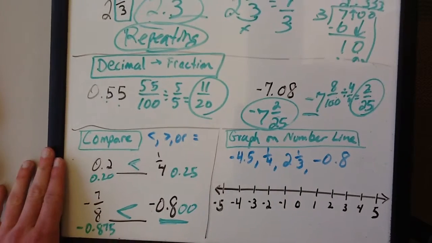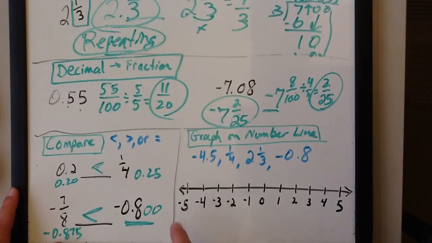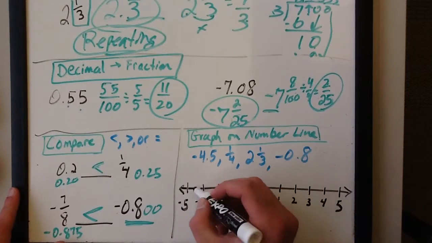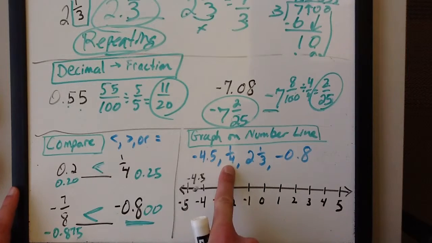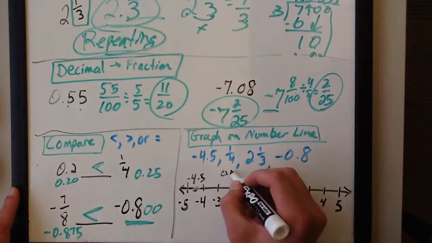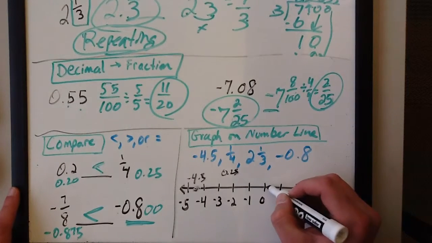Okay, finally, I'm going to graph these numbers on a number line. Most of these I've already done in the video. So negative 4.5, where is that on the number line? Well, here's the negatives. It's between negative 4 and negative 5. So I'm going to put a dot right here and say that's negative 4.5. Next, I have 1/4, which remember was 0.25. And so that's going to be between 0 and 1. Here's 0, here's 1. And so basically it's 1/4 of the way from 0 to 1. So it's about right there.